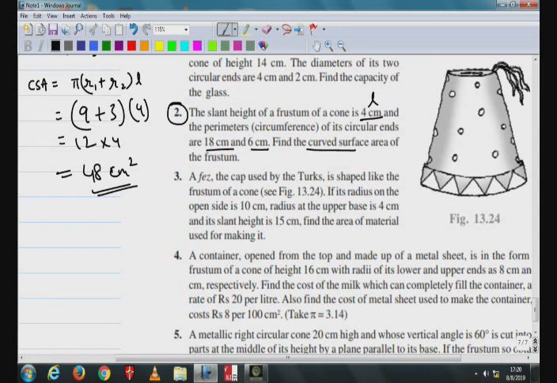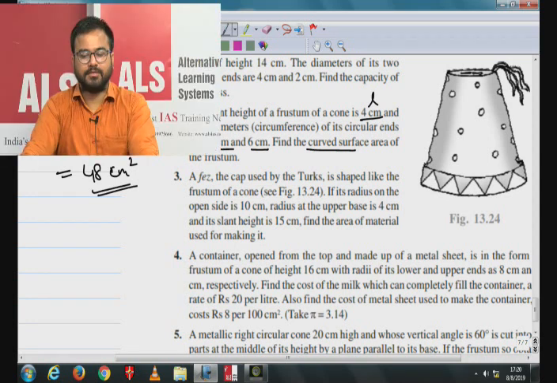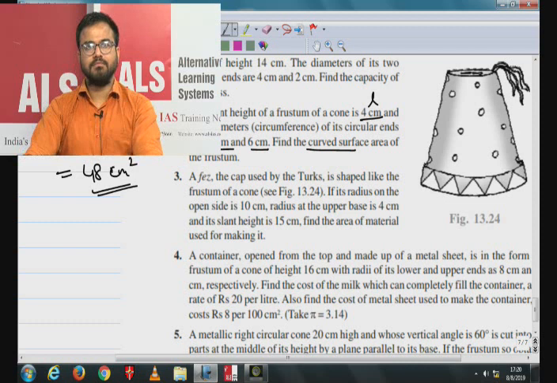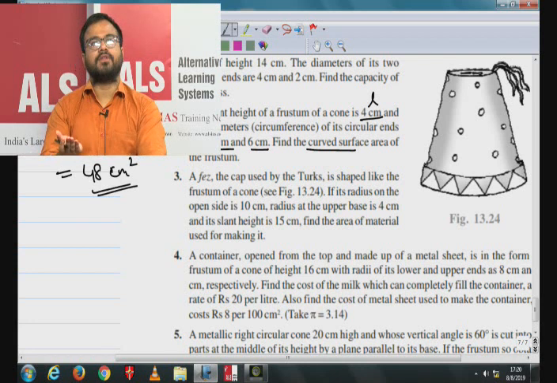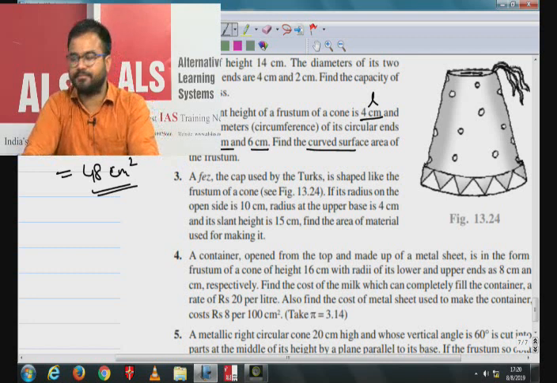It says that this is the cap and it is shaped like a frustum of the cone. Now this time the top of the cap is covered, but the bottom of the cap is uncovered or open. We have to figure out the area of material used for making it. So basically we have to figure out the total surface area of the cap, but one of the circular faces will not be there. So curved surface area plus area of that covered face.